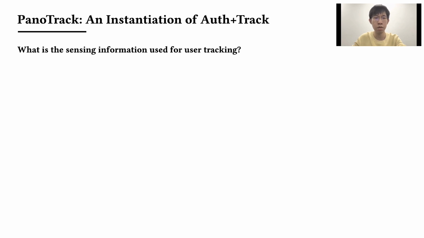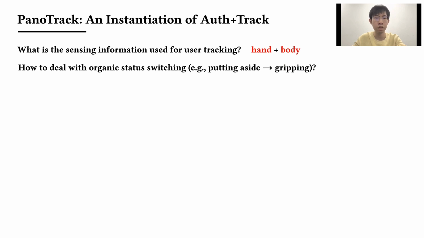In our work, we present an instantiation of AuthTrack. We aim to sense the body movement and hand status of the users, since they are most informative to indicate the user's status. A user often experiences frequent status switching, for example, picking up the phone and going outside.